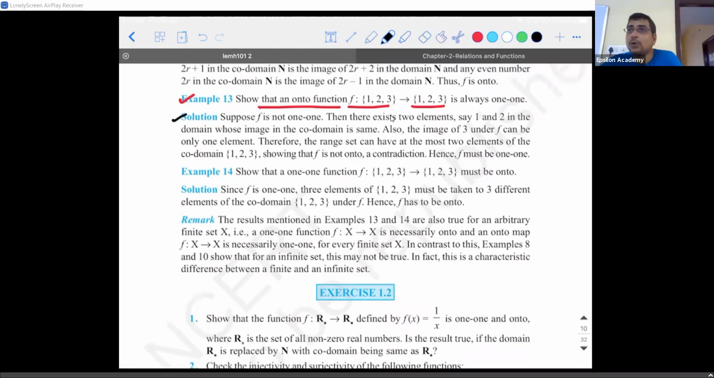So suppose f is not a one-to-one function. I'm just reading out the way you're supposed to write in the exam. If f is not one-to-one, then there will exist elements, say 1 and 2, in the domain whose image in the codomain is the same. The set X and set Y, 1, 2 and 3 are there. If it is a many-to-one function, then there should be at least 2 elements which have the same image.